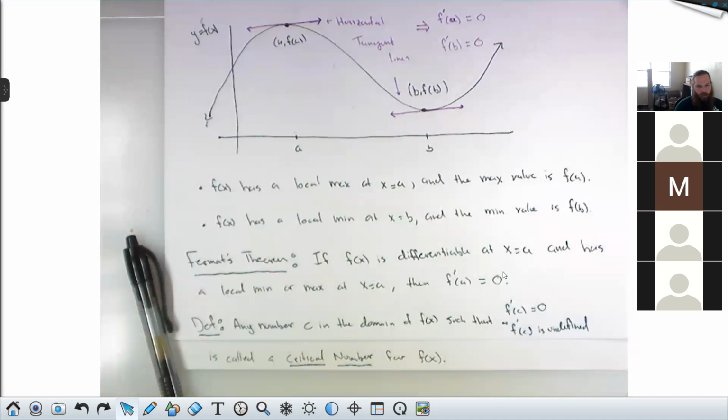So you can guess how we're going to find mins and maxes. We're going to first find critical numbers, then apply Fermat's theorem to deduce that those are places where we might have mins or maxes, and then we're going to check the results. This is Fermat, F-E-R-M-A-T. He's a Frenchman, so this is a theorem named after him. There are actually many theorems named after him, but F-E-R-M-A-T.